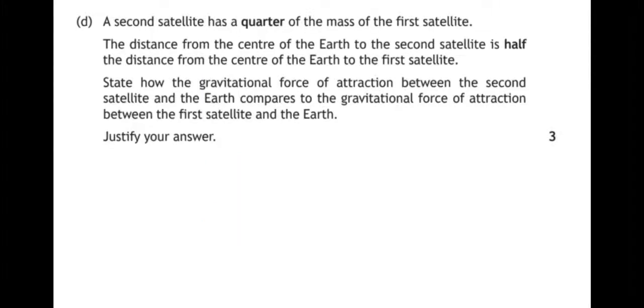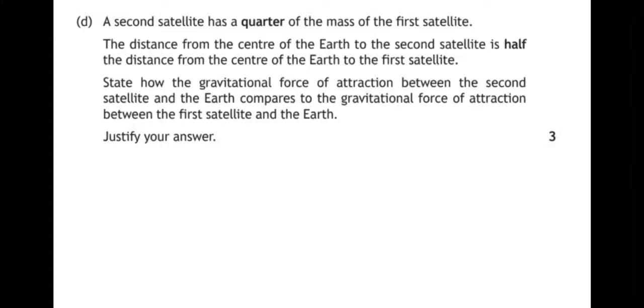Part D. A second satellite has a quarter of the mass of the first satellite. The distance from the center of the Earth to the second satellite is half the distance from the center of the Earth to the first satellite. State how the gravitational force of attraction between the second satellite and the Earth compares to the gravitational force of attraction between the first satellite and the Earth. Justify your answer. Well, we can justify it qualitatively by saying the second satellite having a quarter of the mass means it would have less force acting on it, but because it's half the distance from the Earth, that would have more force acting on it. So there's two things at play here.